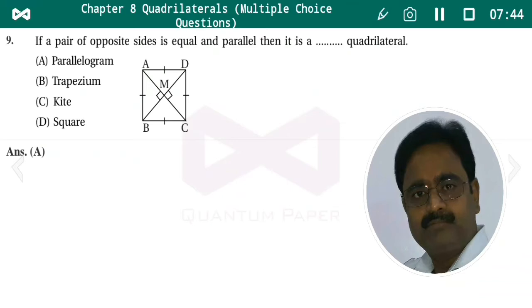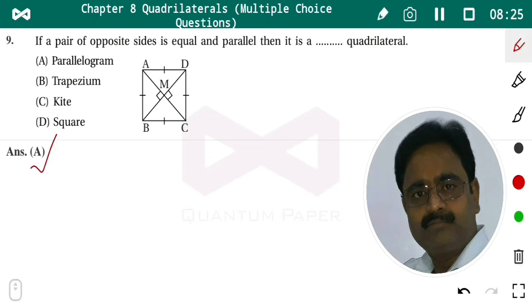Number 9. In this, it is given that if a pair of opposite sides is equal and parallel, equal भी हैं, parallel भी हैं, in any quadrilateral, तो ये quadrilateral किस टाइप का quadrilateral हो जाएगा? If only one pair of opposite sides is parallel and equal, then it is a quadrilateral. Which one? Parallelogram, trapezium, kite or square. So this quadrilateral becomes a parallelogram.